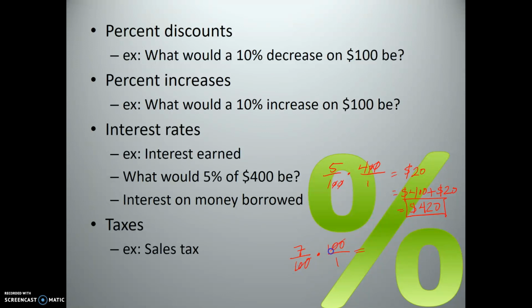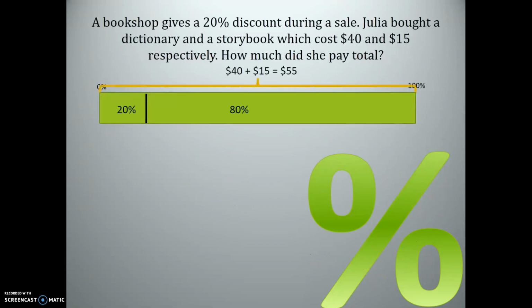You're going to owe $100 plus 7%. So you're going to owe that $7 plus the $100 in merchandise that you bought. So you'd have to pay $107 at the checkout. All right, let's do some word problems.